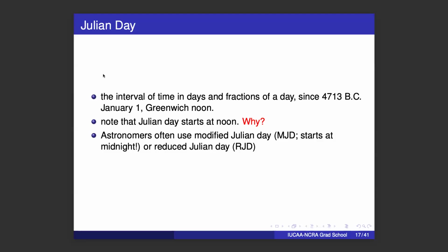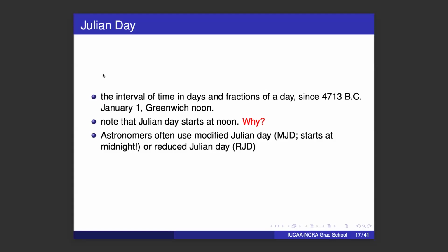Astronomers use a concept called the modified Julian day. Of course, now we have clocks and so on, so we don't have to do it with sundials. So we said, okay, let's just do it at midnight. That's more convenient. So there is a modified Julian day, which starts at midnight. So it'll be a half day offset.